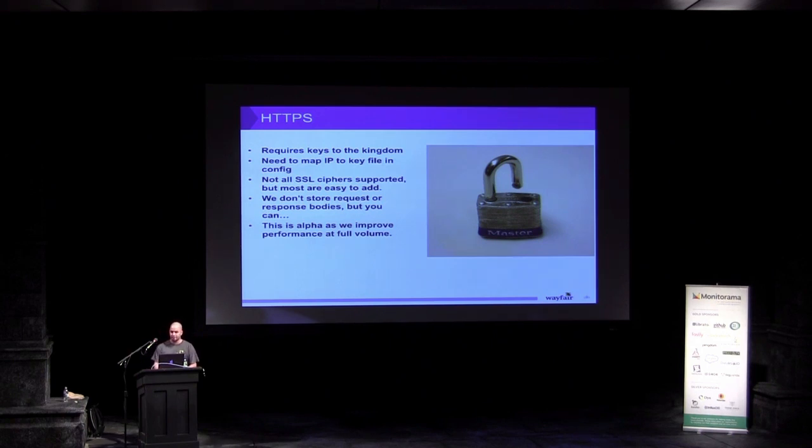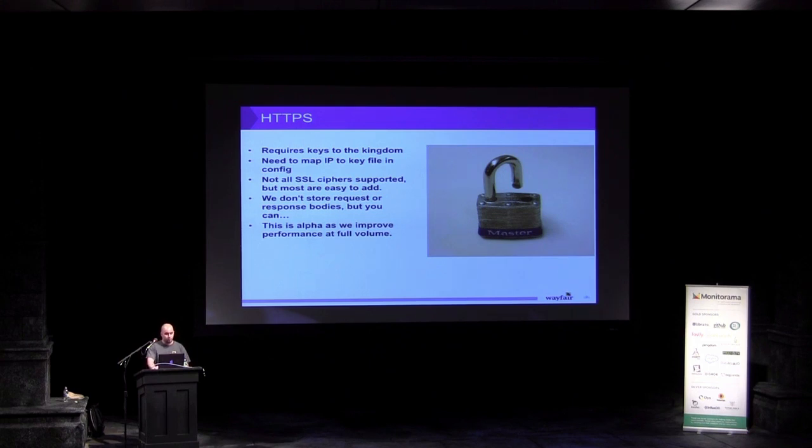It requires the keys to the kingdom, so essentially it needs to have the keys to decrypt it. Because most people have patched the Heartbleed problem now, you can't go get them yourself. We now actually have to keep a copy ourselves. And so once those are on the system, you give it an IP to key file mapping, and then it starts to decrypt those. We've implemented the ones that the Wireshark Snake Oil cert uses, and we've used the most common ones that our config supports, but it's pretty trivial to add support for other ciphers. So again, pull requests welcome.